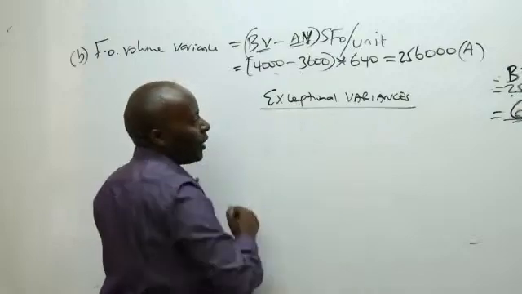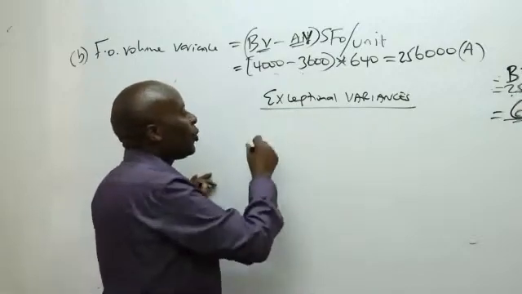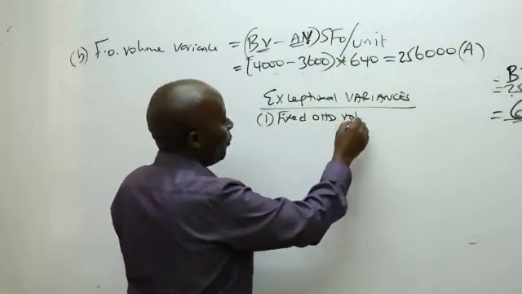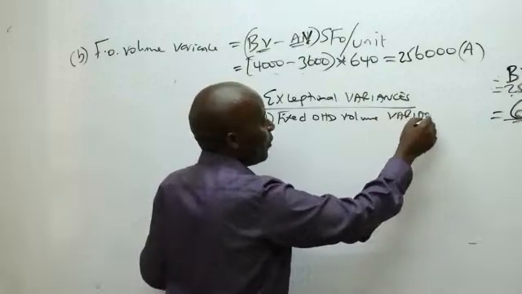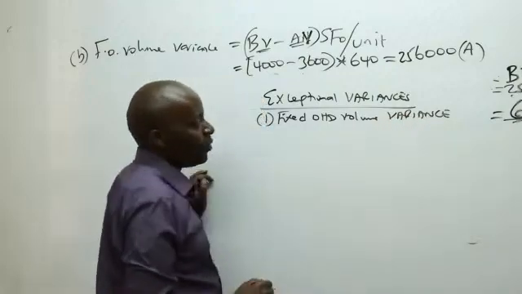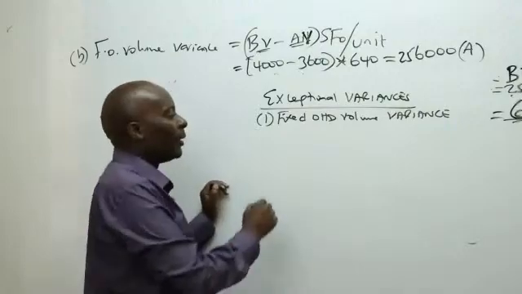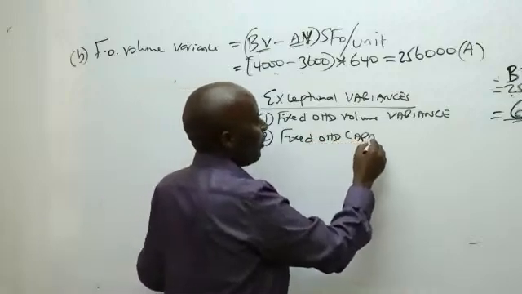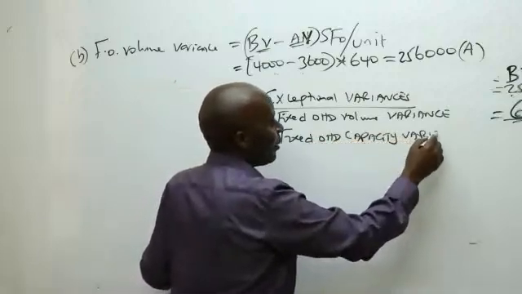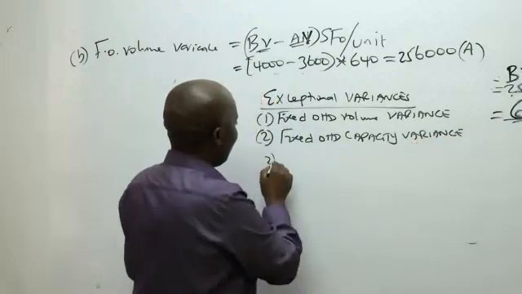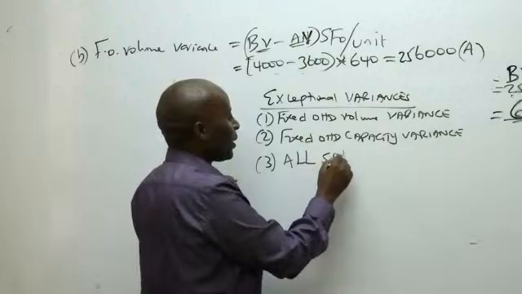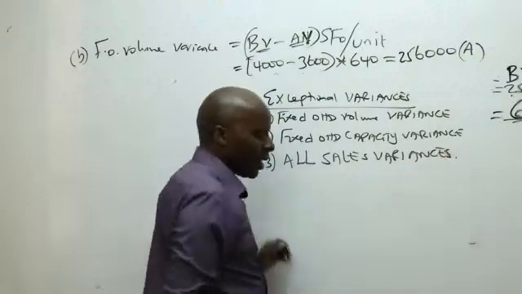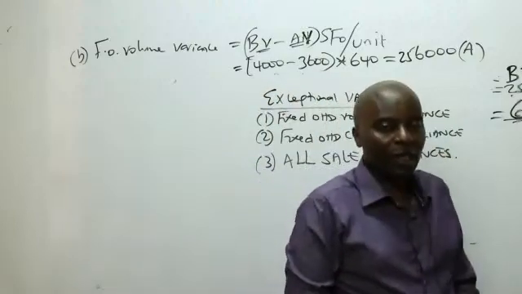interpret in the opposite way. These exceptional variances, what do we have here? There are three. The first one is the fixed overhead volume variance. Number two, we have the fixed overhead capacity variance. And then number three, we have all sales variances.